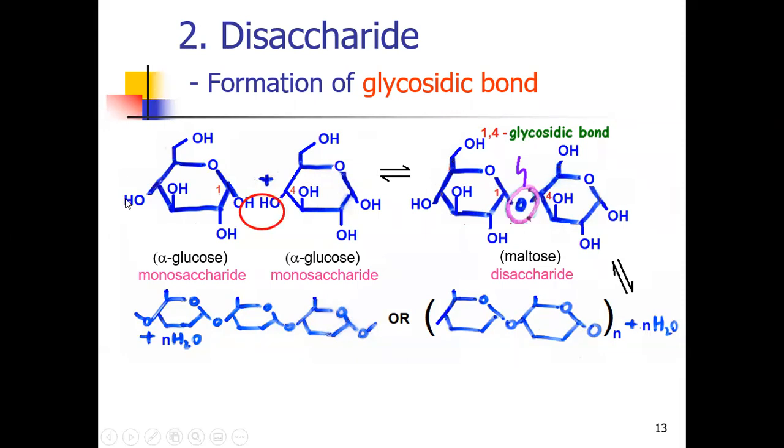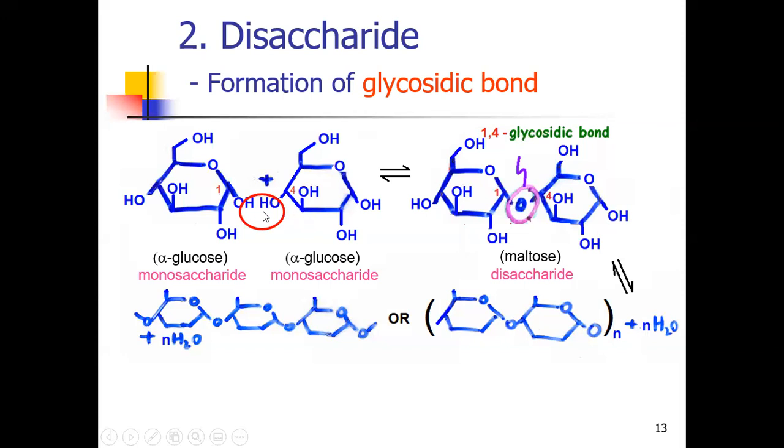So when 2 alpha glucose join together, we will have to remove a water molecule from them. So 1 water molecule will be removed when 2 glucose molecules join. Where exactly is the water molecule removed? It is this HO that I circle in red. Water is H2O, so which part does the water come out from? It comes out from the H of the first glucose molecule and the HO of the second glucose molecule.